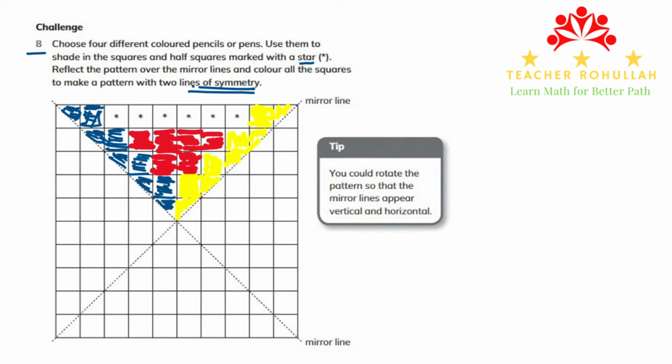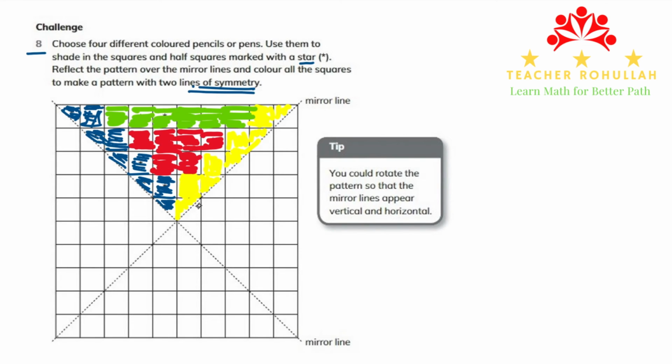And the last one is the green color. So I will shade these parts with green. Okay, we are done shading all the starred squares and half squares. Now let's reflect this pattern to the right here. To reflect, this part can be yellow, the same as the one on the left side.